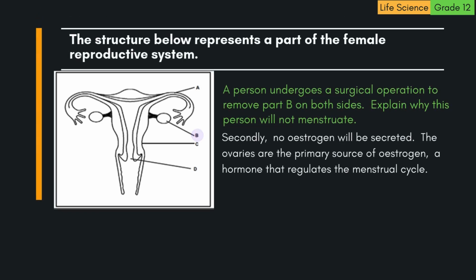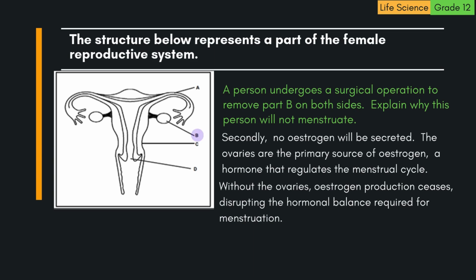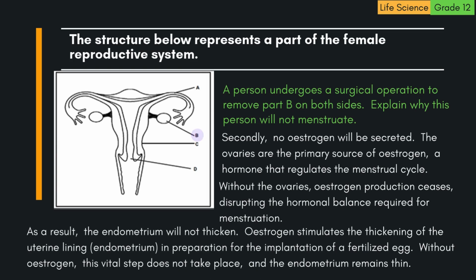Secondly, no estrogen will be secreted. The ovaries are the primary source of estrogen, a hormone that regulates the menstrual cycle. Without the ovaries, estrogen production ceases, disrupting the hormonal balance required for menstruation. As a result, the endometrium will not thicken. Estrogen stimulates the thickening of the uterine lining, endometrium, in preparation for the implantation of a fertilized egg. Without estrogen, this vital step does not take place, and the endometrium remains thin.